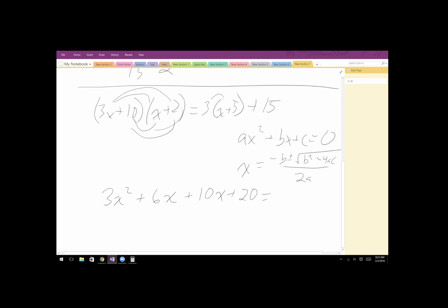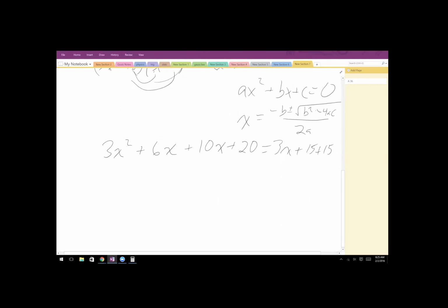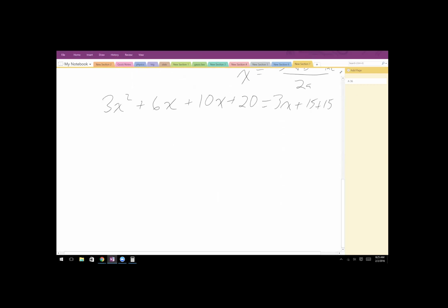Same thing on this side. Distribute the 3 times x, 3x. 3 times 5, 15. And then 15. Okay. So we got rid of all the parentheses.